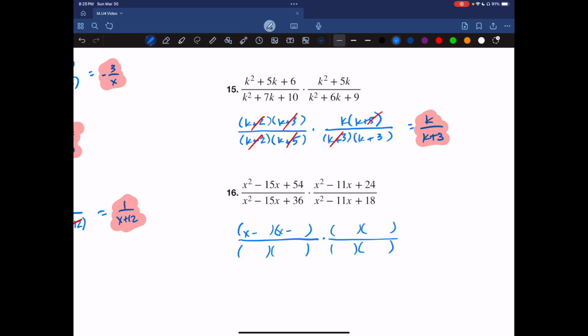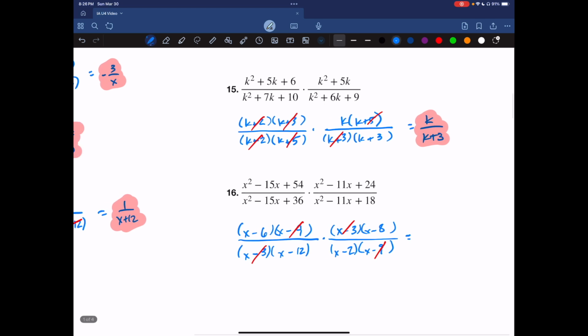All right, 6 times 9 is 54, and adds to 15. X minus, x minus. That's going to be 3 and 12. X minus, x minus. That's going to be 3 and 8. X minus, x minus. That's going to be 2 and 9. Okay, let's get rid of what I can. I got a minus 3 and a minus 3, minus 9, and that's it.